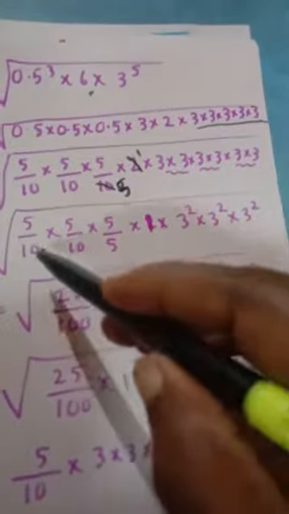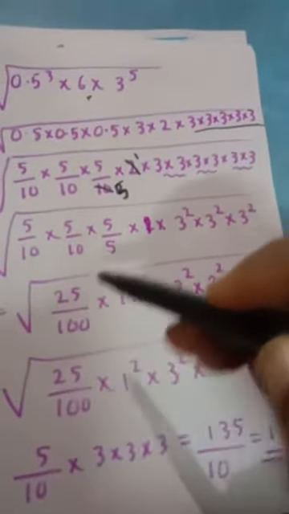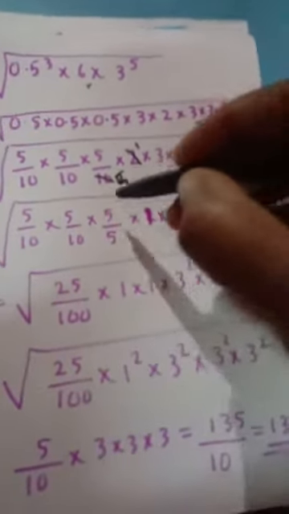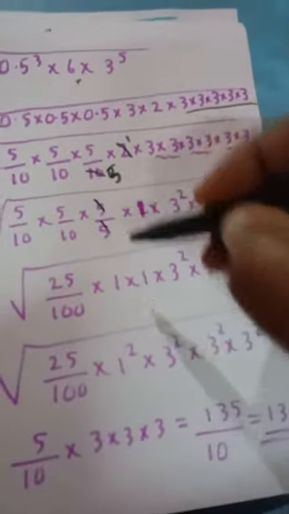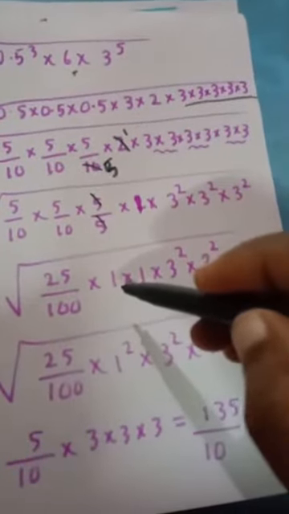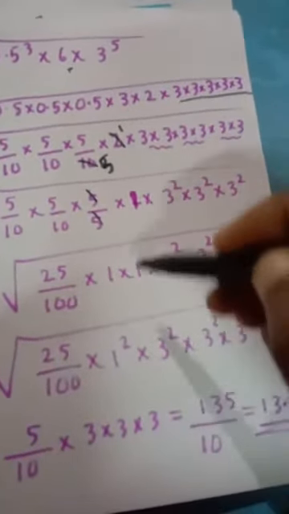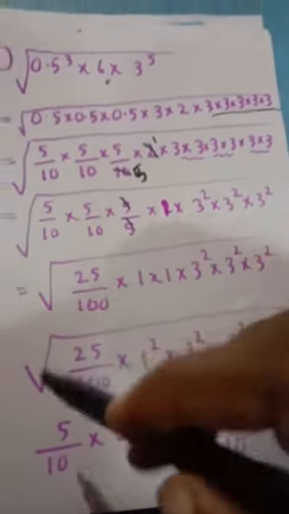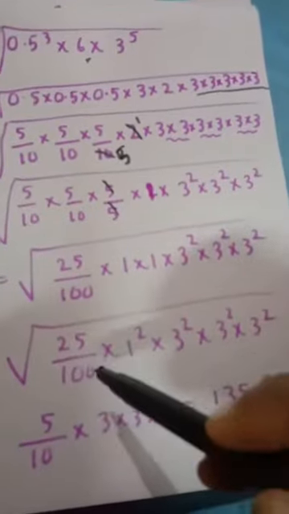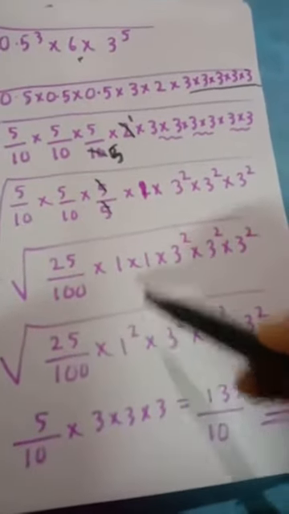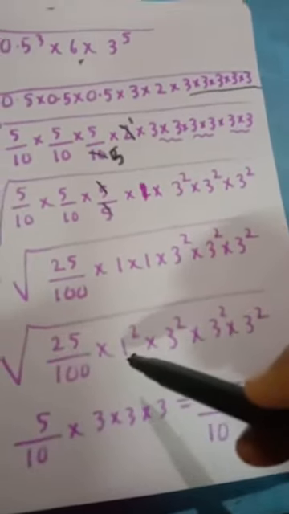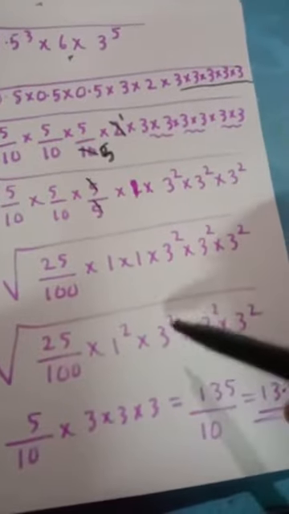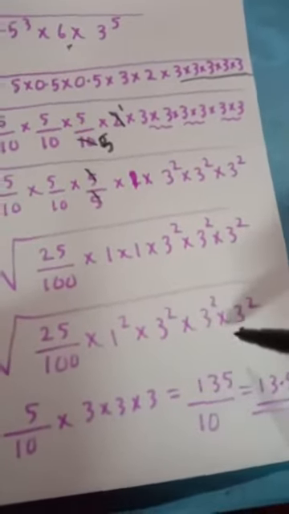25, 10 into 10, 100. Okay, this 5 and this 5 get cancelled. 5 by 5 is 1. Okay, and this 1 is here. 3 square. Again, root of 25 by 100 into 1 into 1, 1 square. Okay, 1 into 1, 1 square. This 3 square.